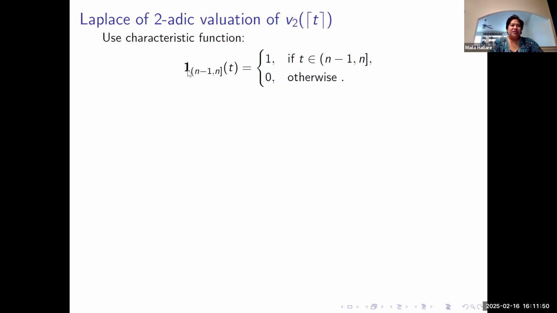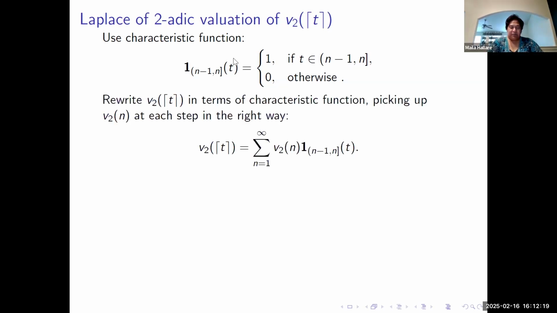So here, this is called the characteristic function. The characteristic function gives two values only, either 1 or 0. If the input comes from the domain n minus 1 to n, the output is 1. Otherwise, the output of this characteristic function is 0. So it's like saying if you are part of this set, then you're a go. If you're not part of this set, then you'll be a 0.